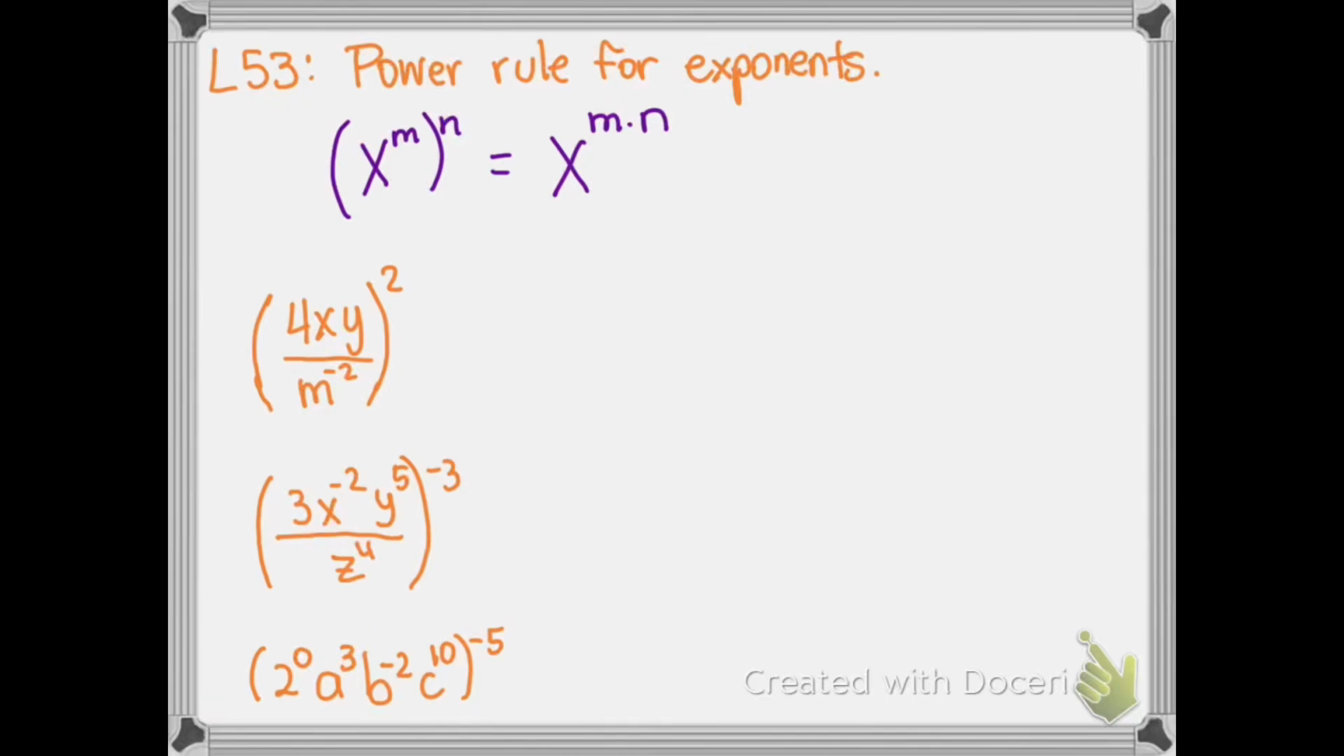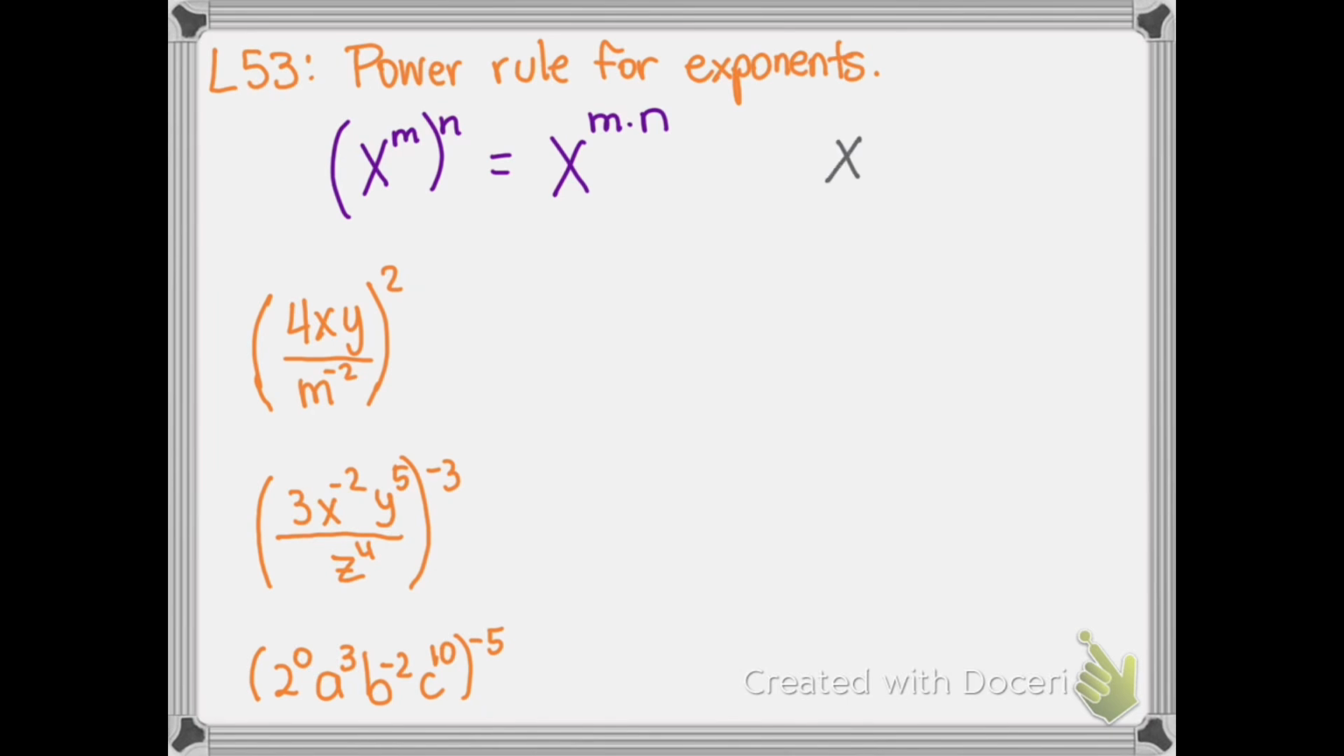Lesson 53, Power Rule for Exponents. Remember, we've been learning different kinds of rules for exponents. And today we're going to remember what to do whenever I have an exponent to another exponent, like in this case. What we're going to do is multiply the exponents.